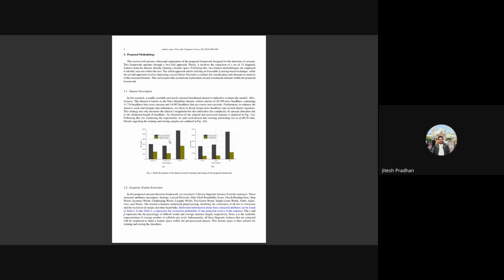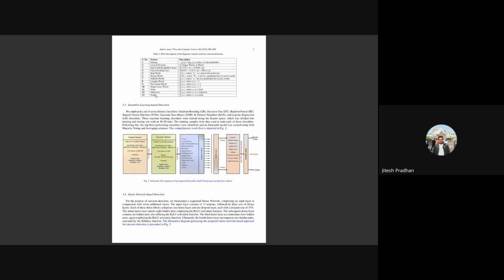Once that was removed, we extracted 13 features. First, we calculated the entropy from the entire text. Then the lexical diversity, which basically gives you the occurrence of unique words with respect to other words. Then the Dale-Chall readability score, which tells you how complex a sentence is, whether it's easily readable or more complex to read. Then the Flesch reading score, which is also the same, and deals with syntax complexity.